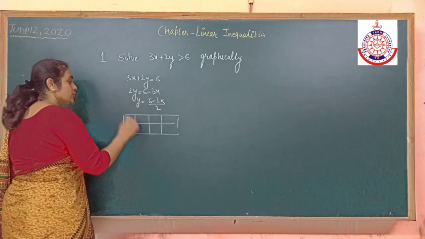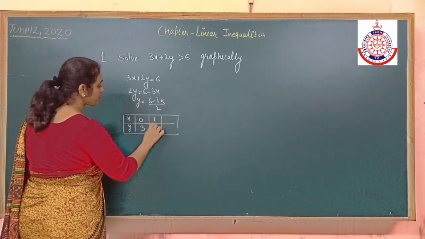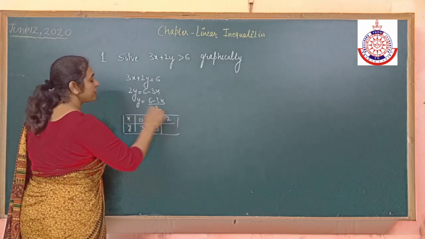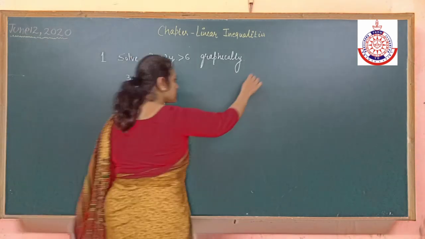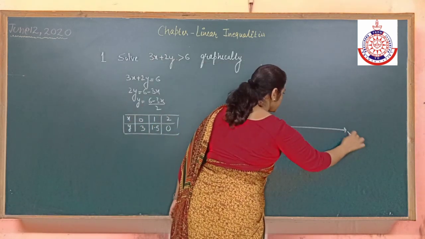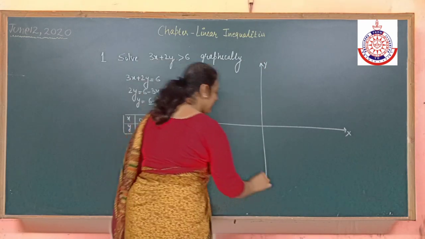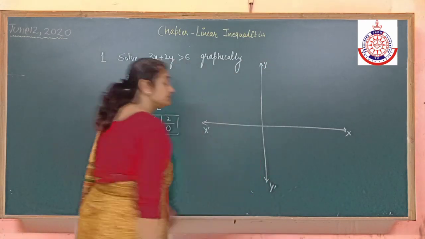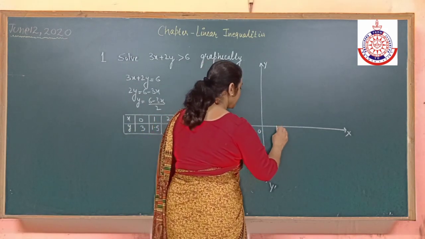If I put x equals 0, I'll get y as 3. If I put x as 1, I'll get y as 1.5. If I put x as 2, I'll get y as 0. So now I'm going to plot it. I'm just plotting it on the blackboard, and you will be plotting it on the graph paper with accurate measure.